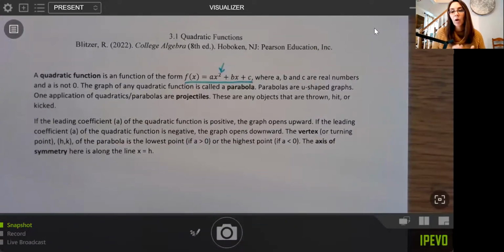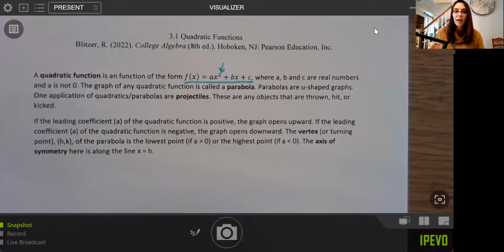We've seen quadratics already, so we have learned how to solve quadratic equations, right? We use things like the factoring method and the square root property. We looked at the quadratic formula and completing the square. So we've seen quadratics already, but now we're going to focus a little bit more on their graphs and looking at them in the function form.